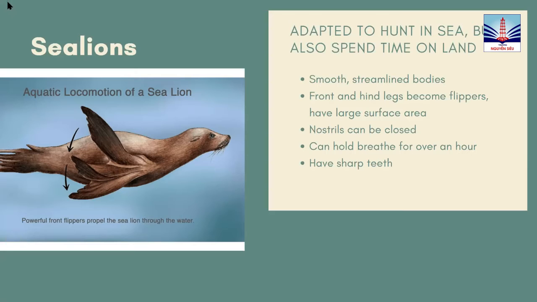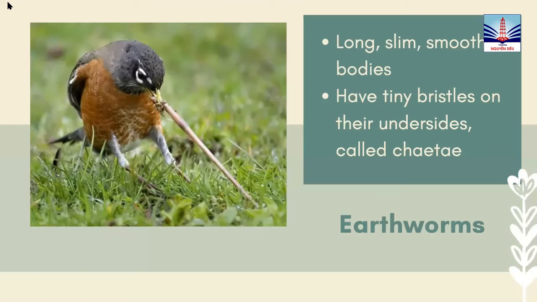Next, we go to the earthworms. Earthworms have long, slim, and smooth bodies to help them move between the burrows under the soil. They also have tiny bristles on their undersides, which are called chaetae. As you can see in the picture, a bird is trying to pull an earthworm out of the ground to be its meal. But the earthworm is using its chaetae to grip the ground of its burrow, which helps it not get captured by the bird.